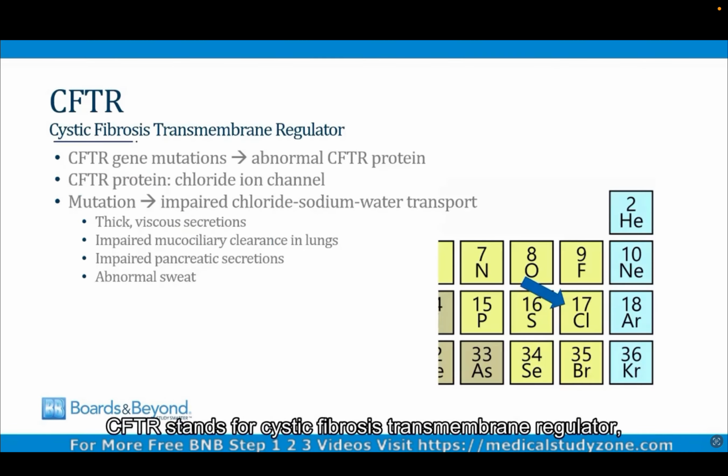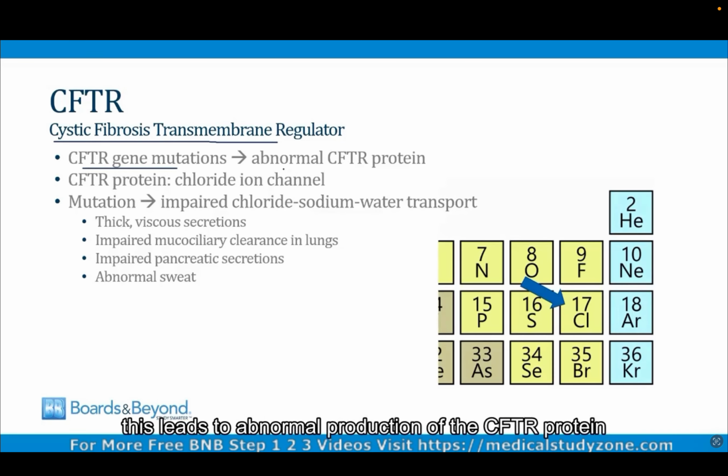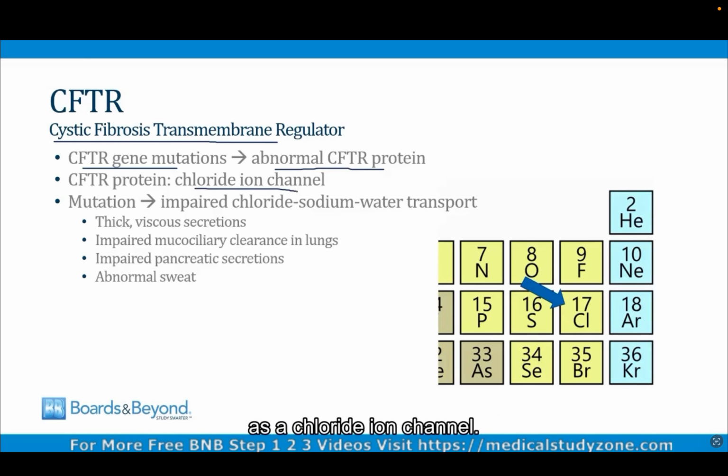CFTR stands for Cystic Fibrosis Transmembrane Regulator, and it is the CFTR gene that is mutated in patients with cystic fibrosis. When there is a CFTR gene mutation, this leads to abnormal production of the CFTR protein, and the normal function of the CFTR protein is to serve as a chloride ion channel. What this means is when there's a mutation and when the protein is abnormal, there will be impaired chloride transport, especially on mucosal surfaces.